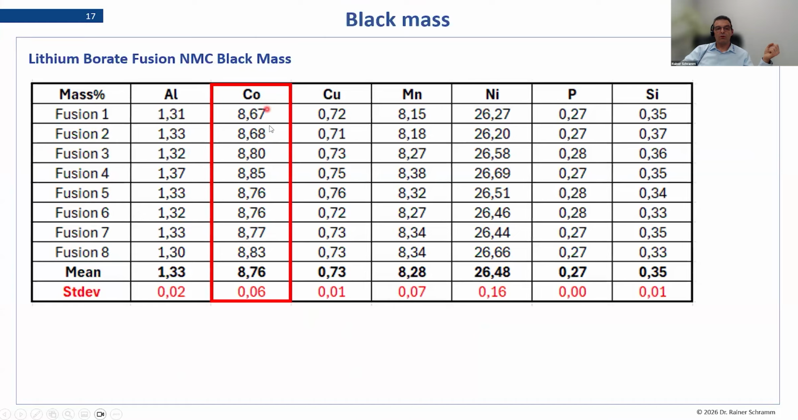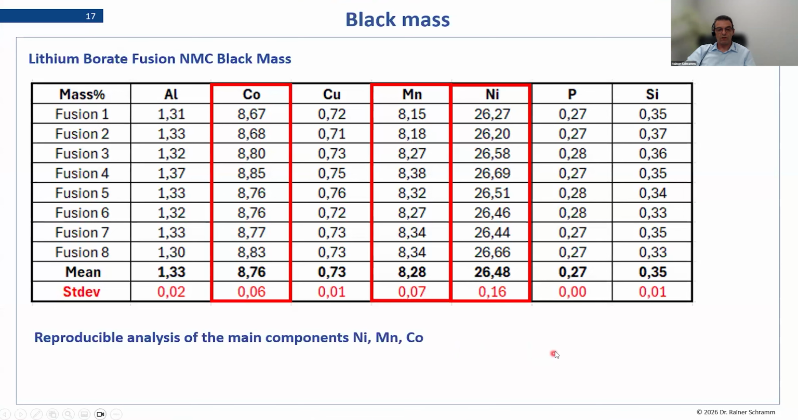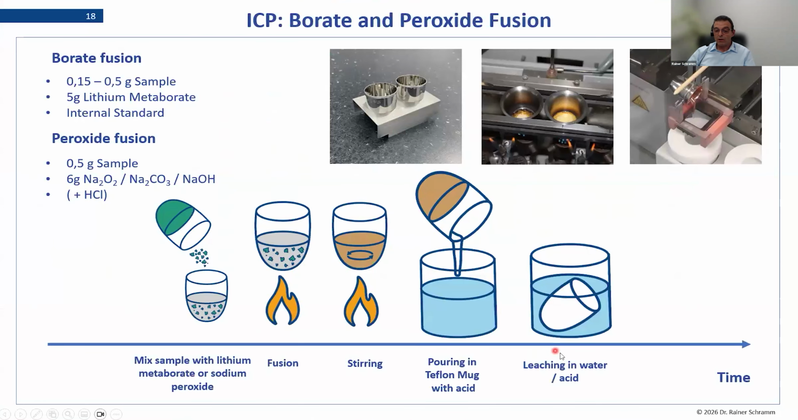And then you see how good such a fusion process can make the analysis of cobalt, manganese, and nickel, the main components. So we have here fantastic precision and repeatability in this sample preparation. This is just because we have this two-step oxidation and fusion process, where in both steps it's 100% guaranteed that it's really working straightforward.